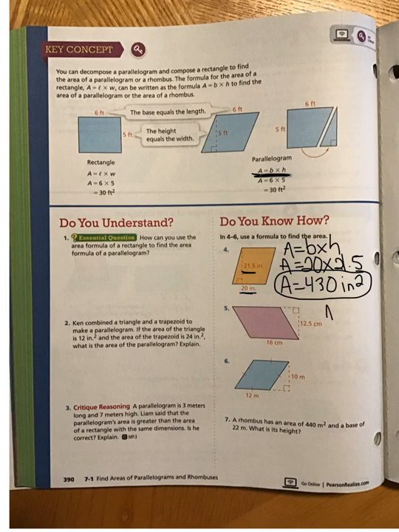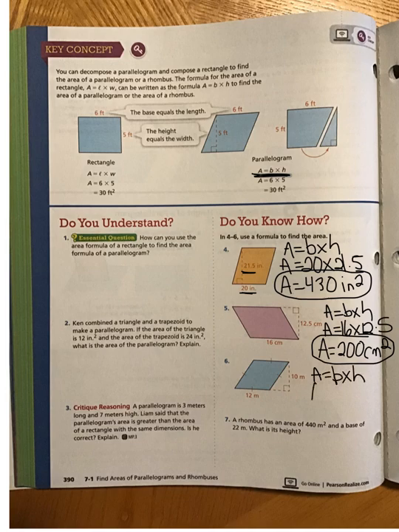Number 5, area equals base times height. Area equals 16 times 12 5/10. I plug that into my calculator and I get area equals 200 centimeters squared. And that's the area for number 5. Number 6, area equals base times height. Area equals 12 times 10. So area equals 120 meters squared.